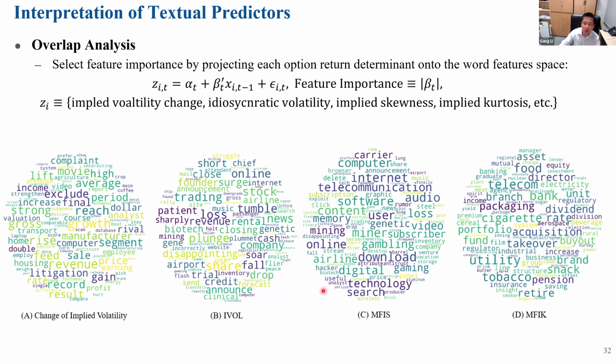In other words, we apply the same methodology by projecting each option return determinant onto the word features, and then select those important word features based on the magnitude of the beta coefficient, like what we did for the option return dictionary. As a result, we construct a representative dictionary for each option return determinant, which is hard to identify by manually selecting a dictionary, such as change of implied volatility, IVOL, implied skewness, or kurtosis. Here are just some examples of dictionaries.